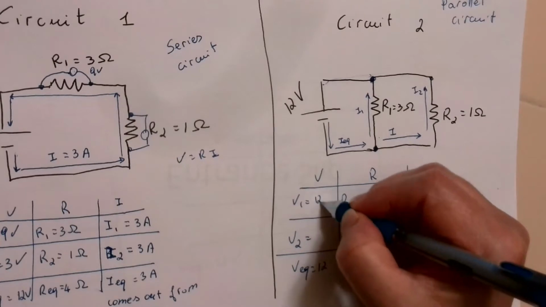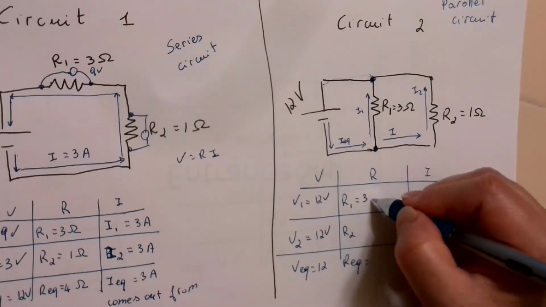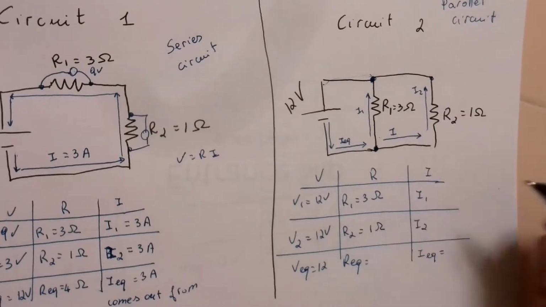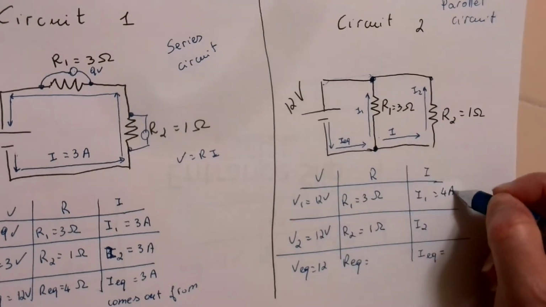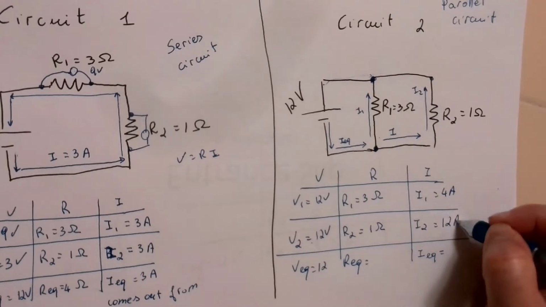So this is 12 volts and this is also 12 volts. At this point, I write down those values because I gave it to you, 3 ohms and 1 ohm. Then when I do 12 divided by 3, I have 4 amps here. When I do 12 divided by 1, I have 12 amps here.